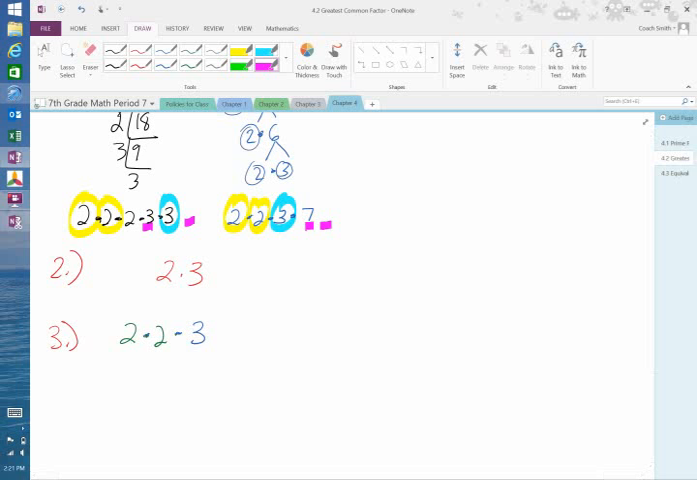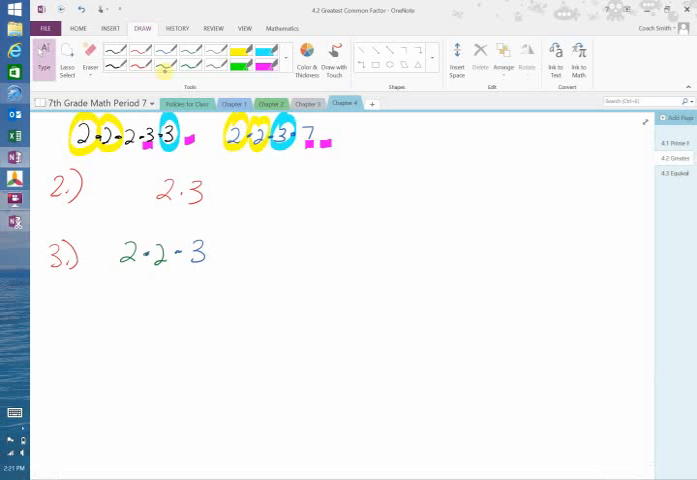Are we able to do inverted division on both numbers? Yes. I'm showing both ways because there are some people that like factor tree and some people like inverted division. So now I multiply.